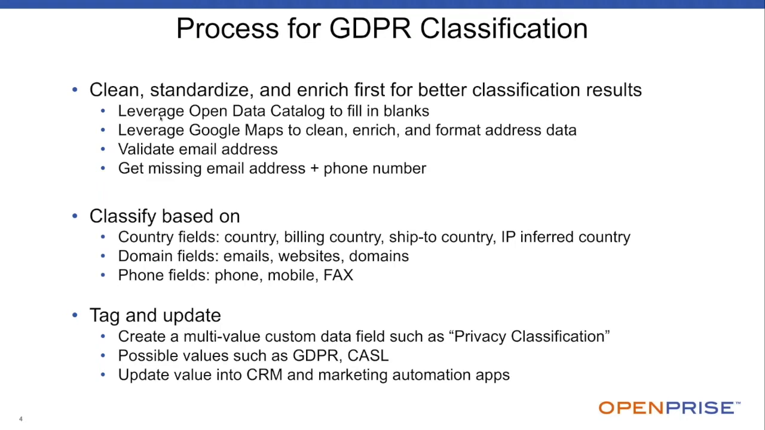Once you have these designations tagged, you should push them back into your operating platforms, your CRM and your marketing automation. This way it makes it really easy for you to, for example, run opt-in campaigns or other types of campaigns in your marketing automation platform.